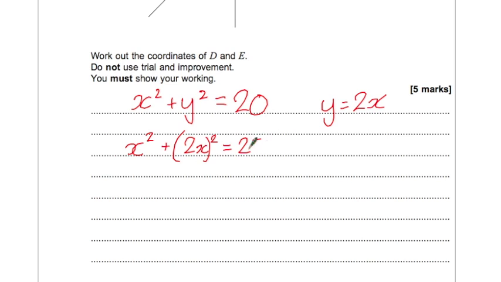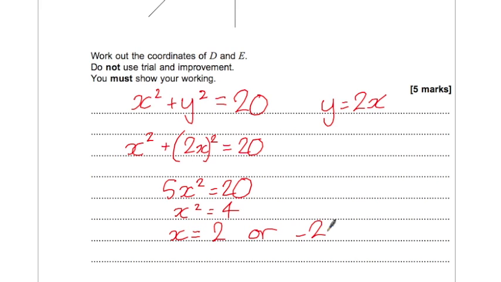2x squared equals 20. So very important those brackets are in the right place because we're squaring 2x. So 2x squared is 4x squared. So in total we've got 5x squared equals 20. So x squared equals 4. So x will equal 2 or minus 2.